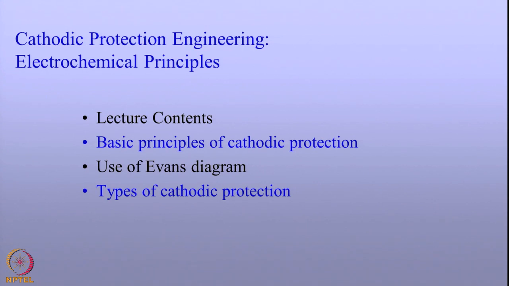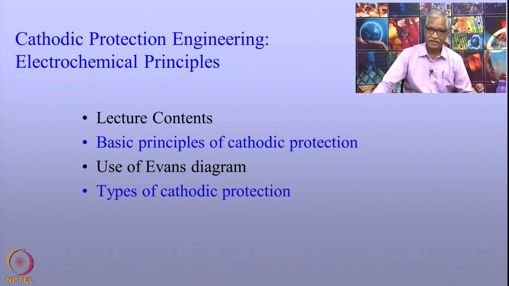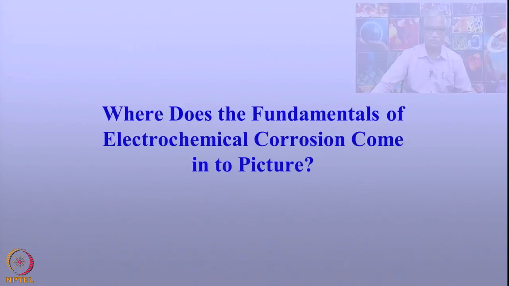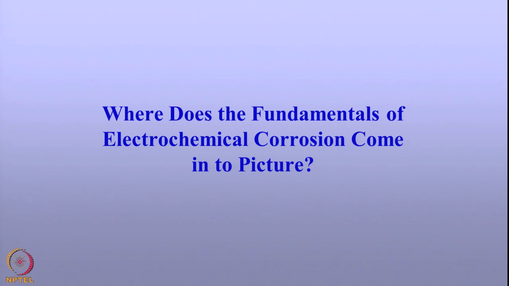In this lecture, we will be discussing electrochemical principles as applicable to cathodic protection engineering. We cover three important aspects of electrochemical principles: basic principles of cathodic protection, use of Evans diagrams, and the type of cathodic protection that one may apply to engineering structures. We shall now look at the important aspect of electrochemical corrosion. Where do the fundamentals of electrochemical corrosion come into the picture in cathodic protection engineering?